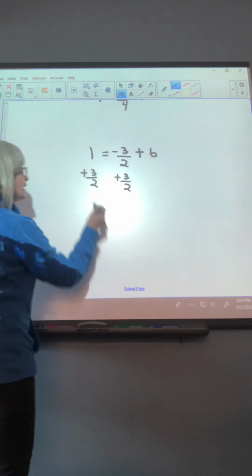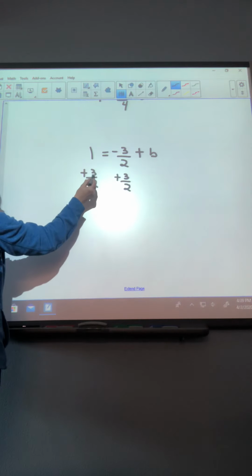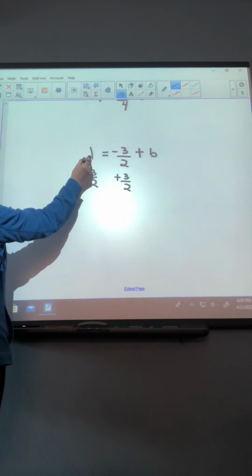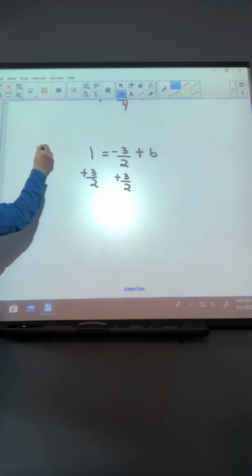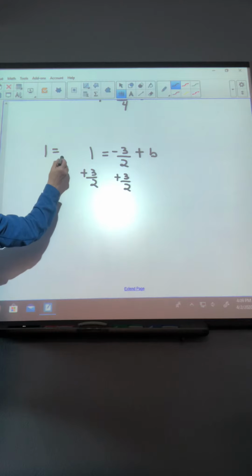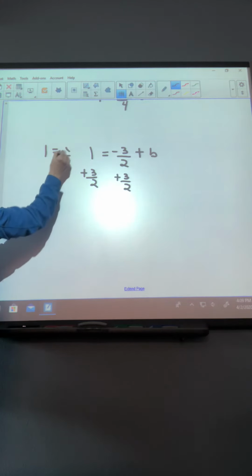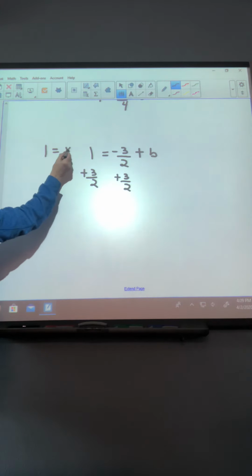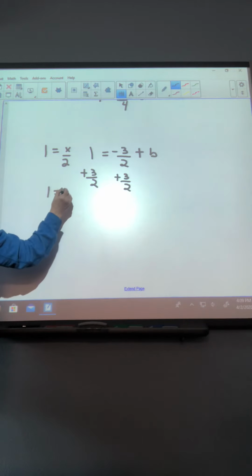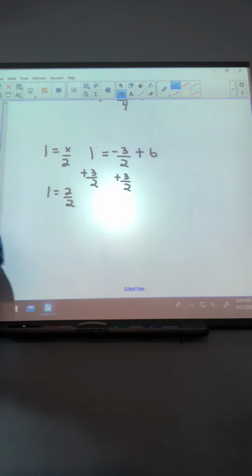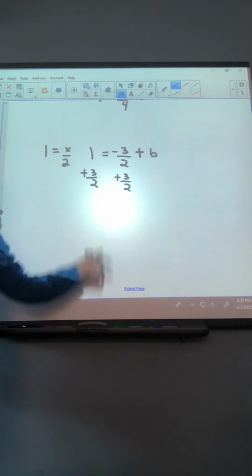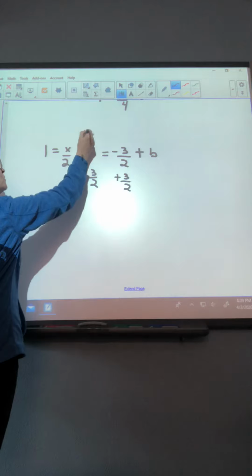And when I do that, I have to remember that this 3/2 is equal to 1.5. I could also just change this 1 to halves, so I think I'll do that. 1 is equal to how many 2's? So to do that, I would just say 2 times 1, which is 2. So 1 is equal to 2/2. Okay, so instead of saying 1, I'm saying 2/2.